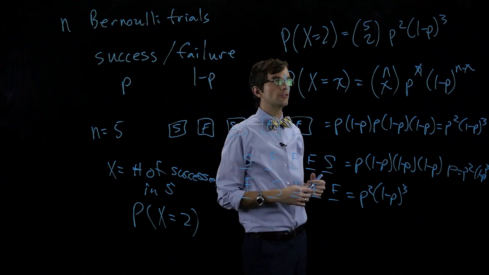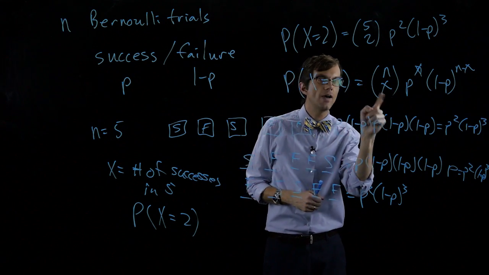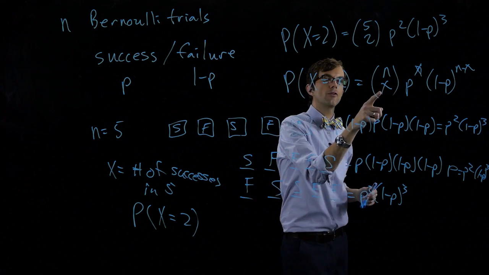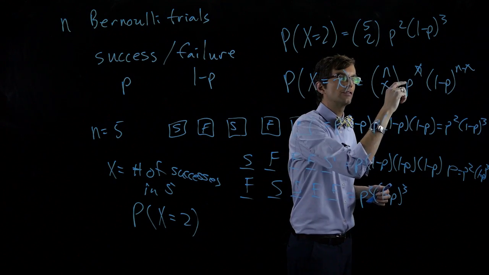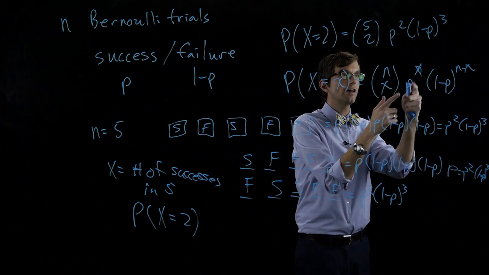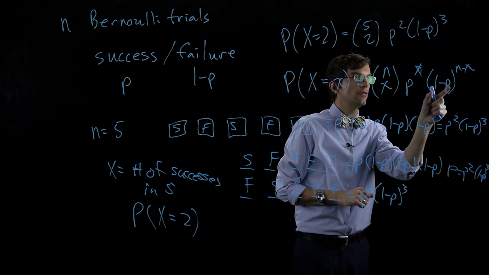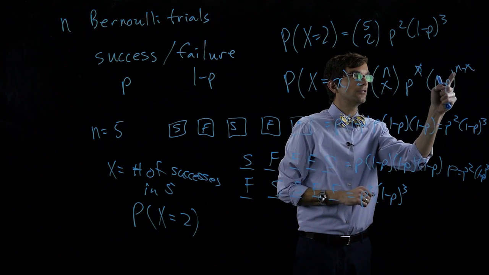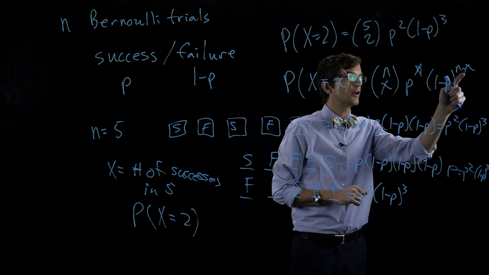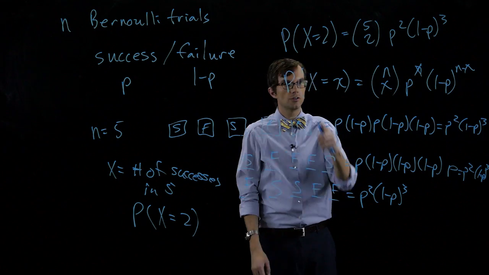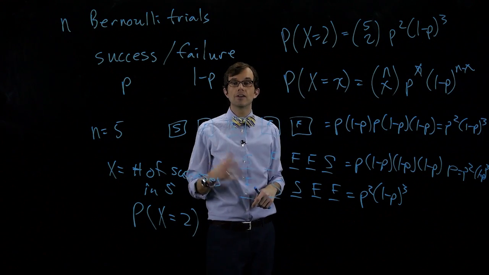X is a binomially distributed random variable, and this is the probability that x takes on this value little x. How many ways are there for us to find this little x out of n? p to the x, the probability of success to the x for those x successes, 1 minus p, the probability of failure, raised to the n minus x failures. If there are x successes, there must be n minus x failures. So this is the binomial distribution, and we'll apply this to several examples upcoming.